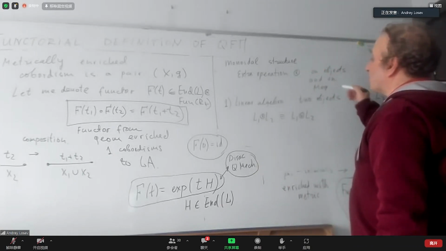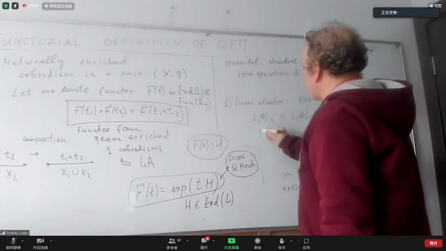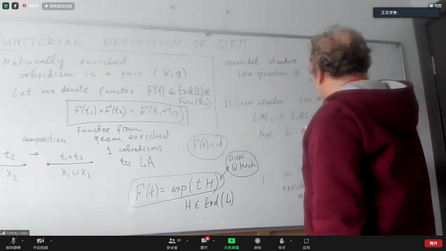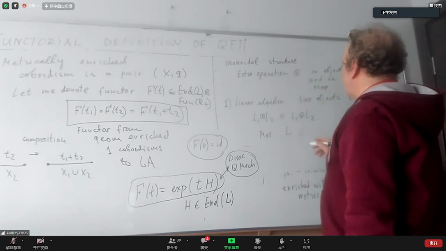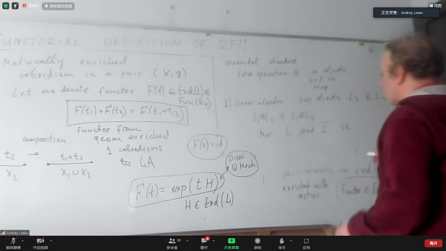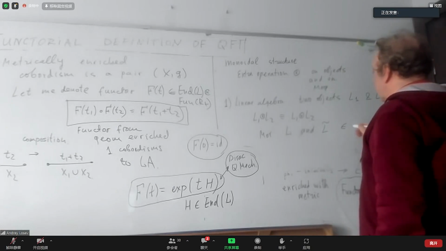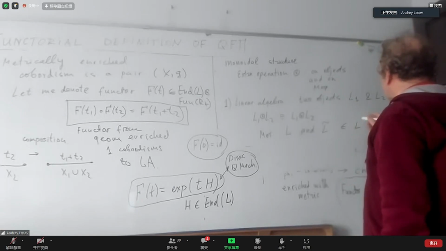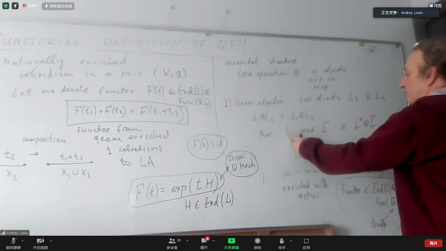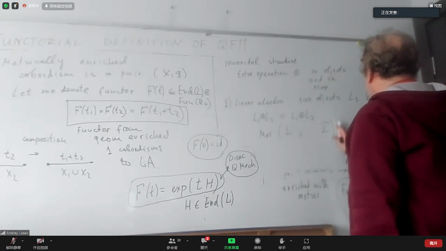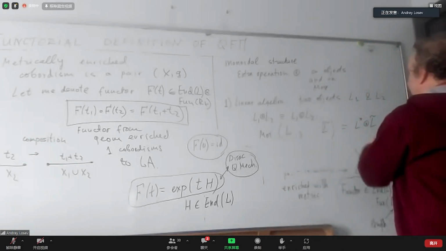So what is the tensor product on morphisms? A morphism between L and L tilde is nothing but an element of L star tensor L tilde. That is what the morphism between L and L tilde is. So the space of morphisms is like this.